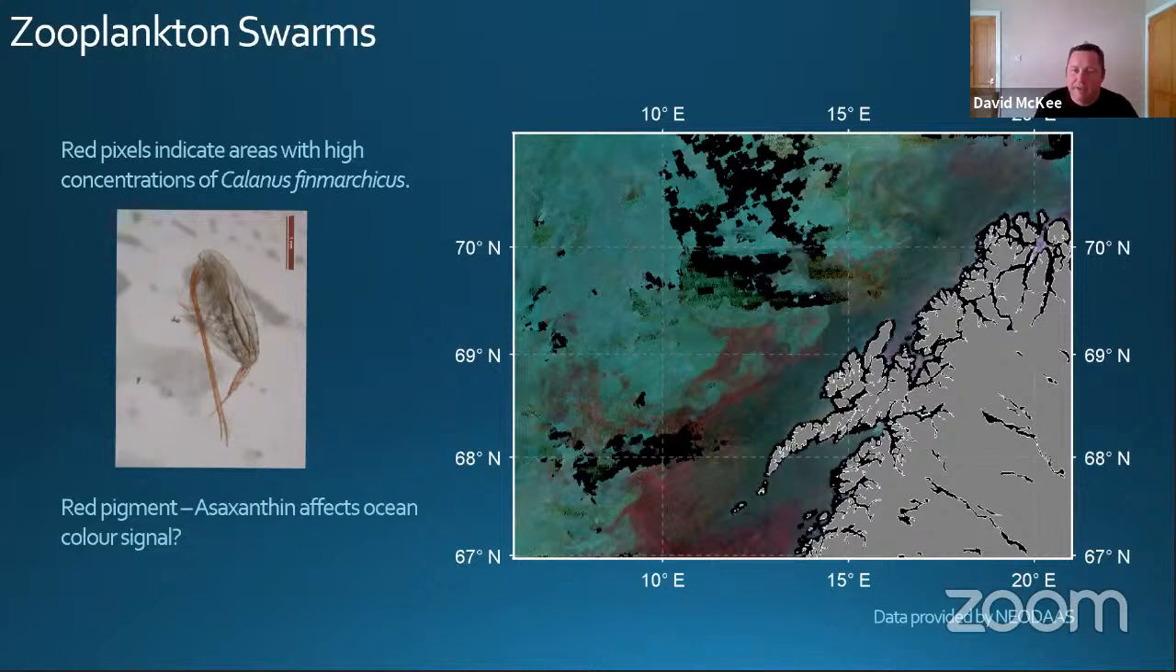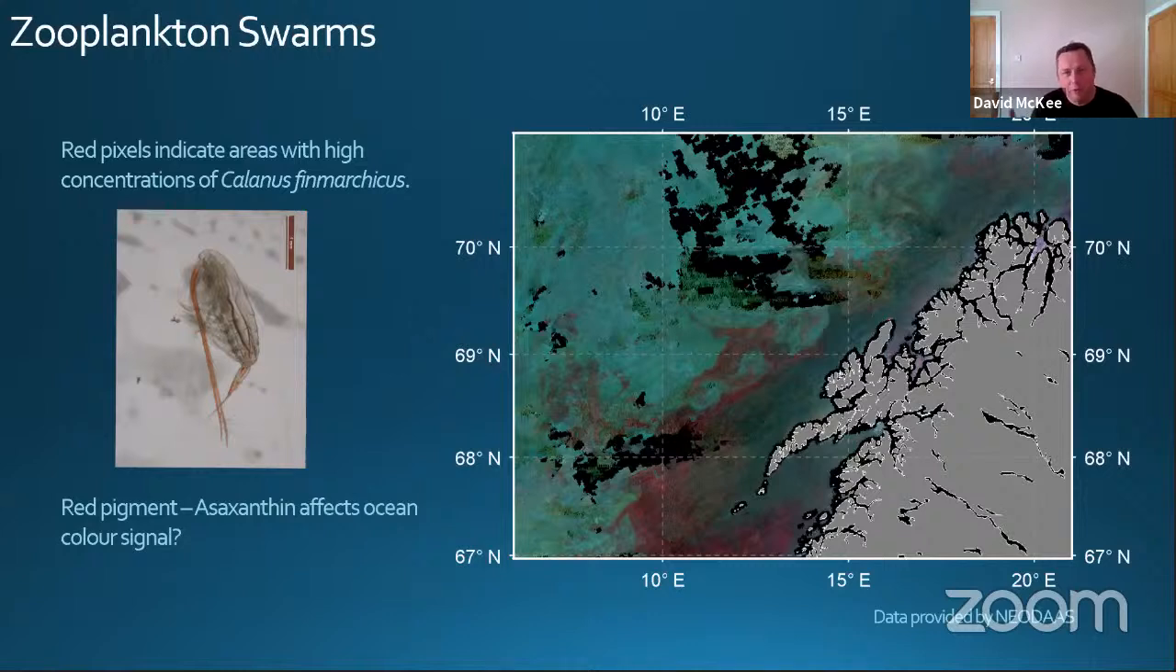I was approached by colleagues in the University of the Arctic in Tromsø and asked about the possibility of being able to identify zooplankton swarms from remote sensing. Basically, they have a major fishery in this part of the world, which depends on a key life stage there, these huge swarms of Calanus finmarchicus, a small zooplankton. And we'd never really had anything to do with anything higher up the trophic chain than phytoplankton, so it seemed like quite an unusual kind of development to try and get involved in.